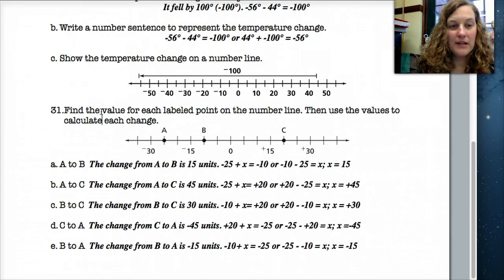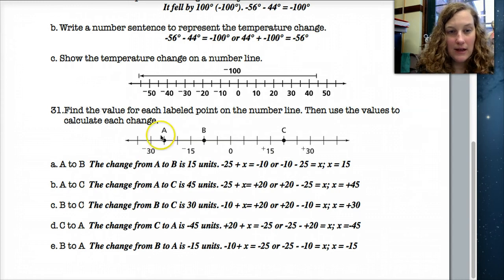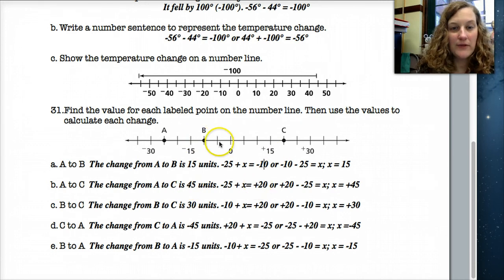For 31, find the value for each labeled point on the number line. Then use the values to calculate each change. So first you find A, B, and C. A is -25, B is -10, and C is +20. So it looks like they go by 5. So 0, 5, 10, 15, 20, 25, right?